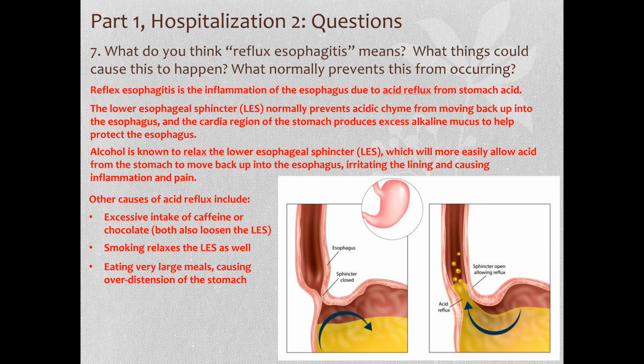Eating very large meals, like at an all-you-can-eat buffet, can cause over-distension of the stomach, and so the pressure of all of that food inside the stomach can push back and cause the chyme to leak back up into the esophagus.